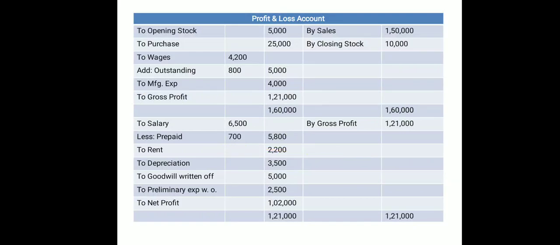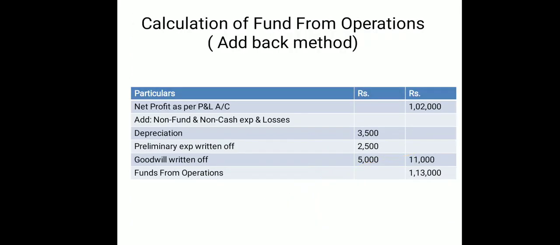You can see it's a very easy question. Such a big question with so many items, but if you are able to find out which are the non-cash and non-fund items, whether expenses or losses, or income or gains, the calculation of fund from operation is very easy. Just take the profit, add back non-fund non-cash expenses and losses, deduct non-cash non-fund income or gains, and finally you will have the answer. In this question we didn't have any non-cash or non-fund incomes or gains, so our fund from operation is 1,13,000. I hope you are getting it.